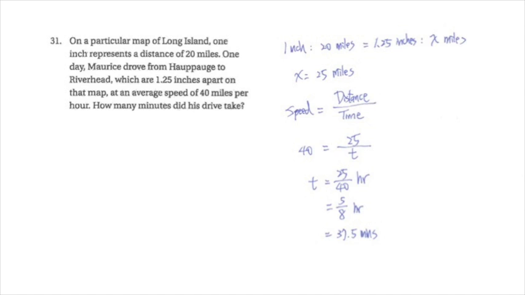With speed equals distance over time, and speed being 40 miles per hour, we have 40 equals 25 over t, and t equals 25 over 40 hours, which is 5 over 8 hours. This question is asking us for minutes, so we need to change 5 over 8 hours into minutes, which is 5 over 8 times 60, and that equals 37.5 minutes.